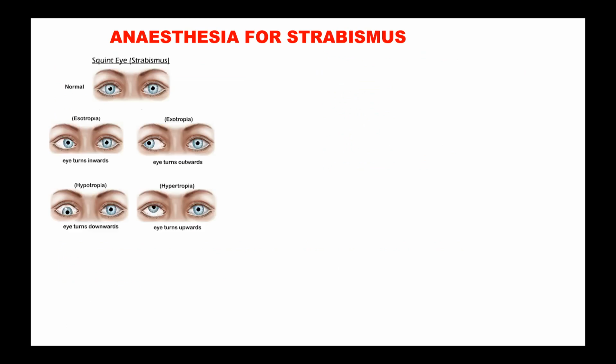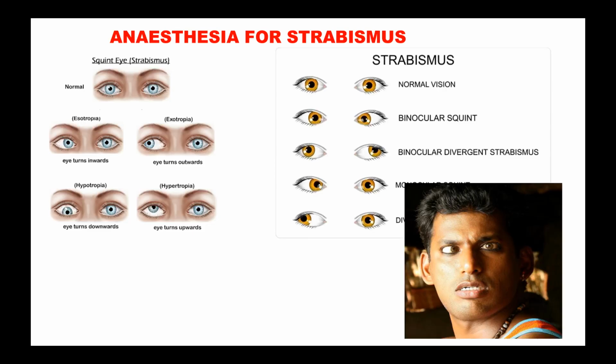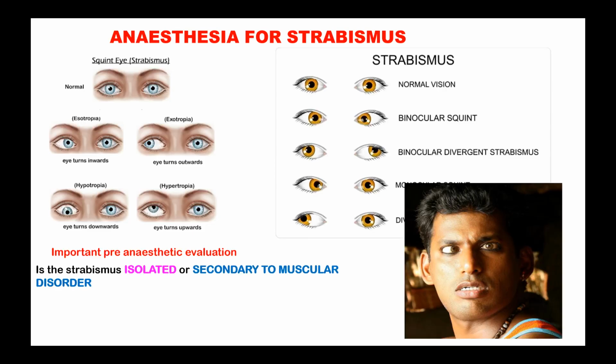And strabismus, because we have discussed that earlier. So this is a very common thing. What are the important pre-anesthetic evaluations you have to do? This is a case which can be kept in the exam very easily. Any muscular disorders associated, or family history of malignant hyperthermia? Okay? So isolated, or secondary to muscular disorders, or associated with muscular disorder.